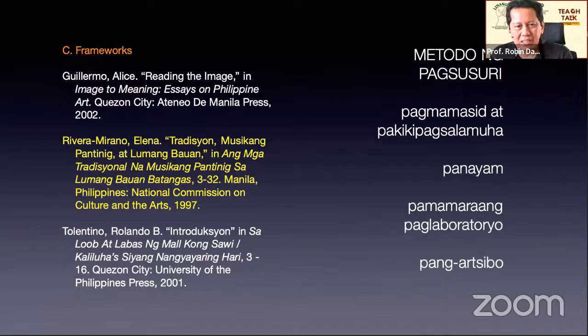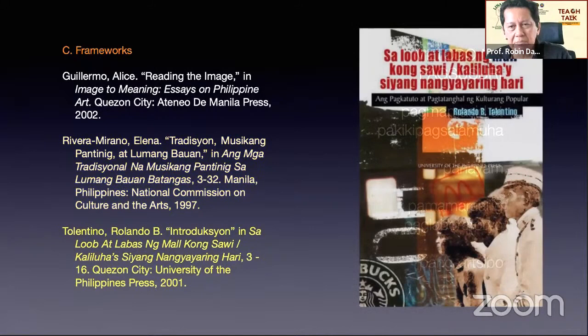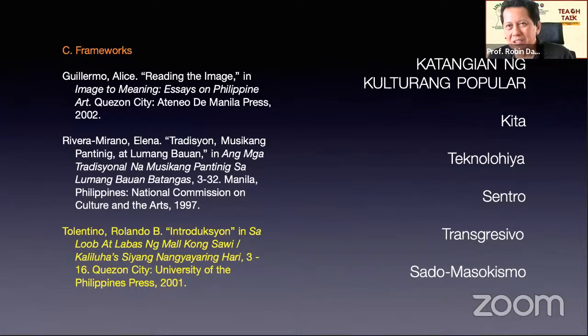Now, there's a third one, which is optional. As I said, I haven't used it during this online teaching, but I used to use it. This is the introduction. It's an interesting conceptual framework from Roland Tolentino, and it has to do with definitions of popular art and culture, in which he says popular art and culture has several characteristics. Some of them sound rather blunt, but this is the reality of popular art and culture.